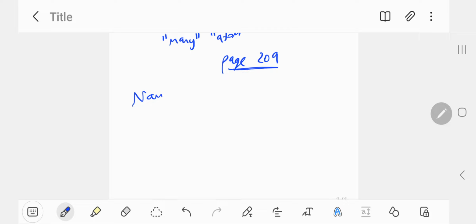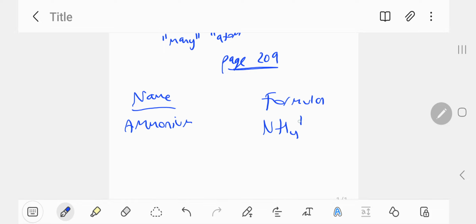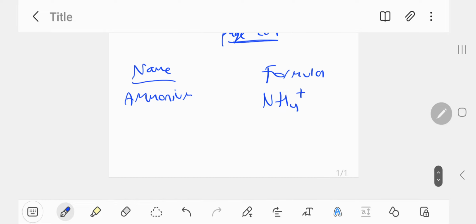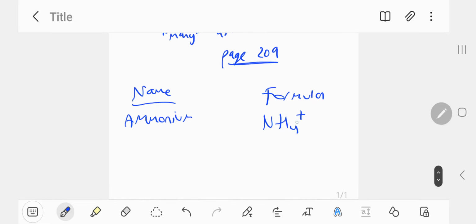So here are the common polyatomic ions. Here's the name and here's the formula. You've got ammonium. Ammonium is NH4+. So ions are charged, if you recall. This polyatomic ion consists of nitrogen and 4 hydrogens latched together. So it's NH4+. This whole thing is positively charged, in other words.